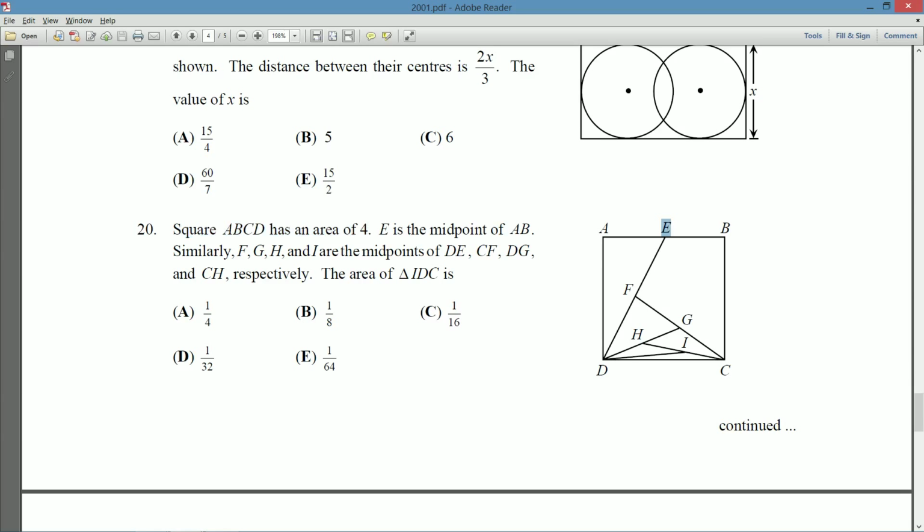Well, here's E. Similarly, we have F, G, H, and I are the midpoints of DE, CF, DG, and CH, respectively. So they put in E and connected it up to this corner D, and then we put in F, connected that up to C, and then put the midpoint G in there, connected that to D, midpoint H, connected that to C, and then we have this midpoint here, I. All right. The area of triangle IDC is, all right.